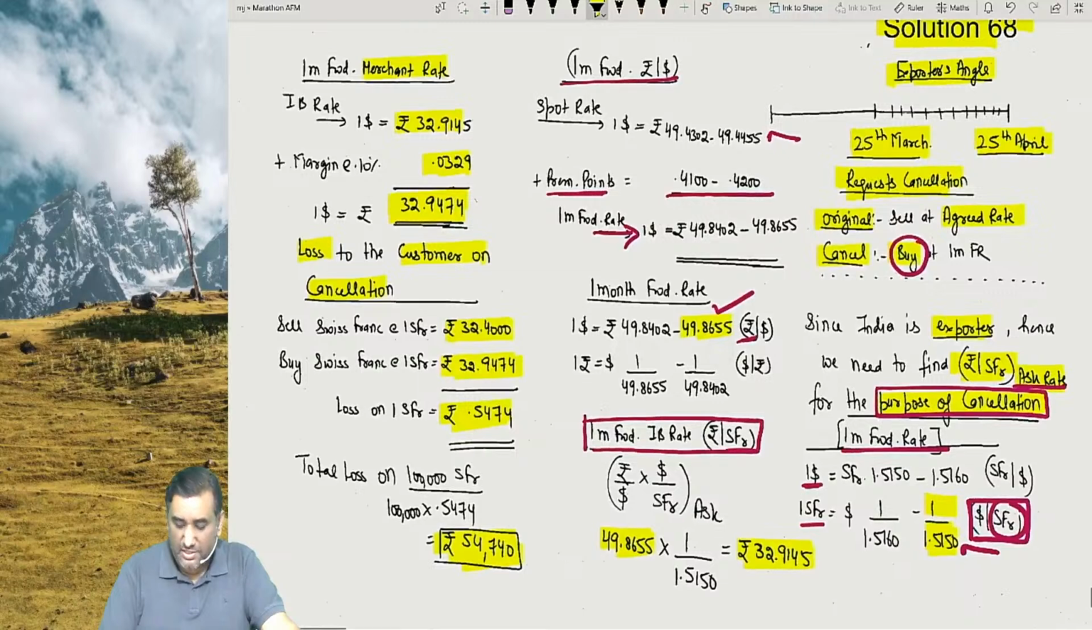It was a cross currency plus cancellation before due date. Excellent.